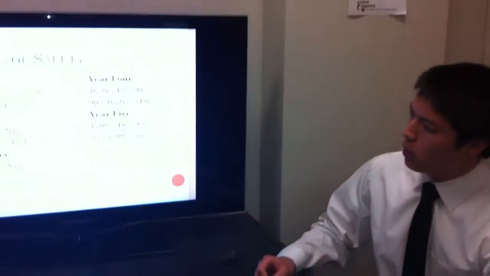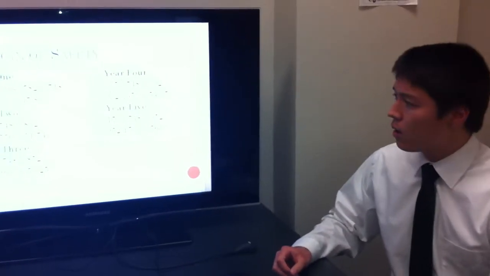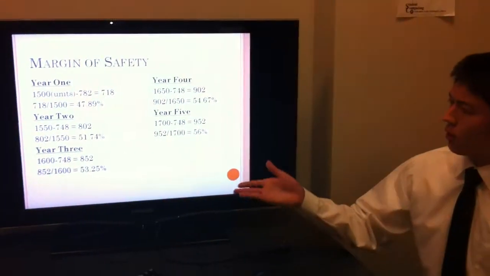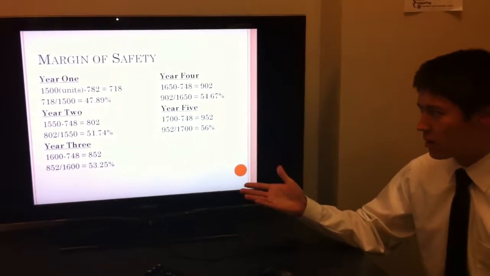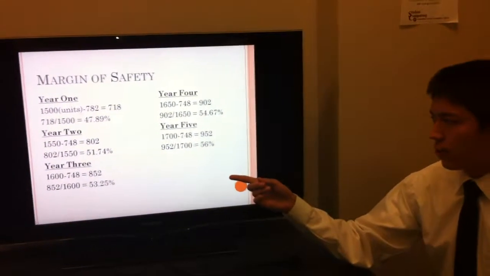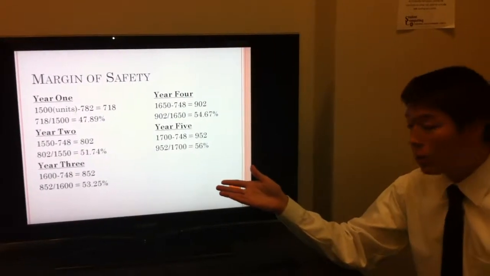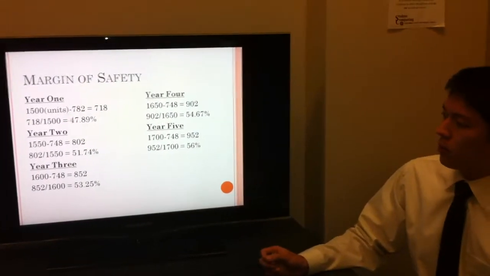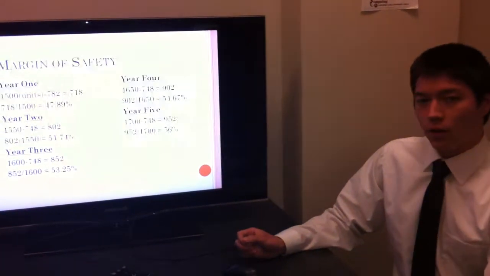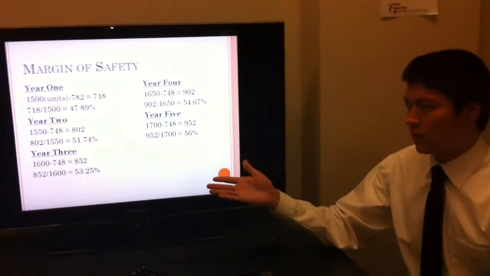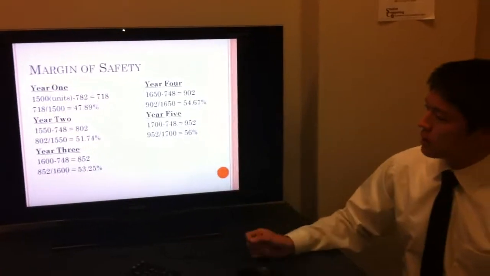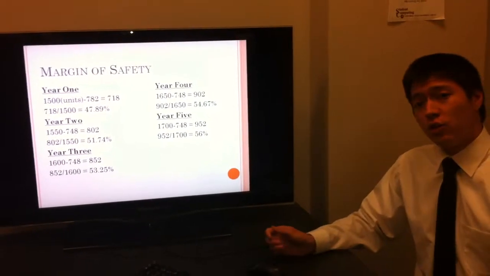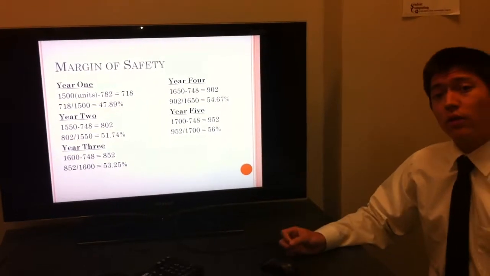And for year two, we planned on selling 1,550 units, an extra 50 units compared to year one, and since our cost to break even is less, we now have a break-even of 748, which would give us an overall 802 units. We take that and divide it by the 1,550, and that will give us 51.74%. And for year three, we also increased our units again to 1,600, and we subtract our 748 units, and that'll give us 852. We divide the 852 by 1,600 to give us 53.25%.